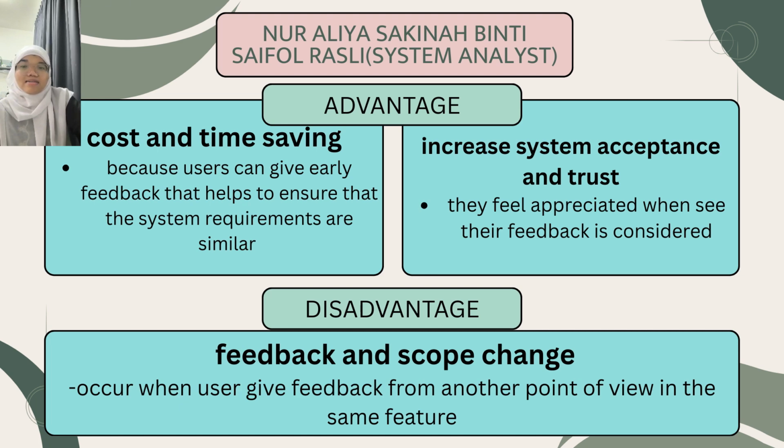Feedback and scope change is the disadvantage of involving users during the validation and verification stage. It is because the possibility of conflicting feedback and last-minute changes is very high. For example, users give feedback that needs to modify something in the system, such as adding new features, so it will change the project scope.